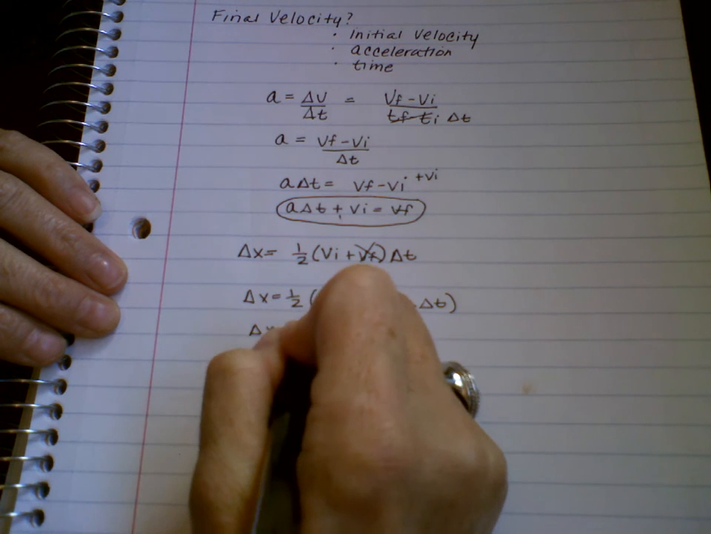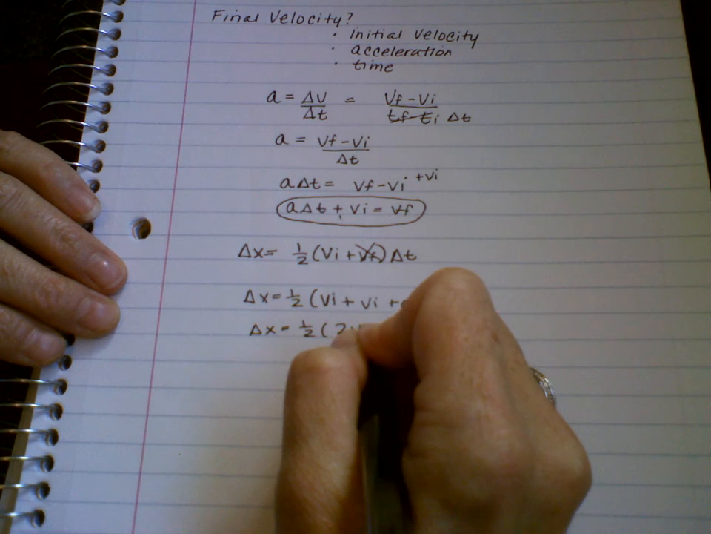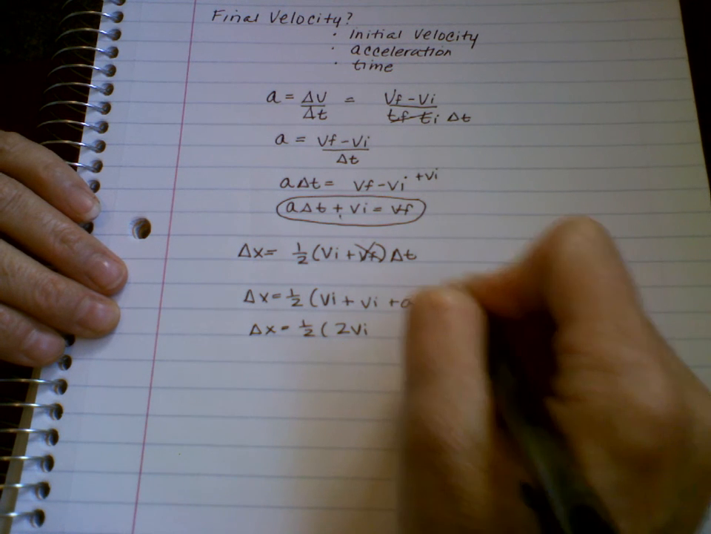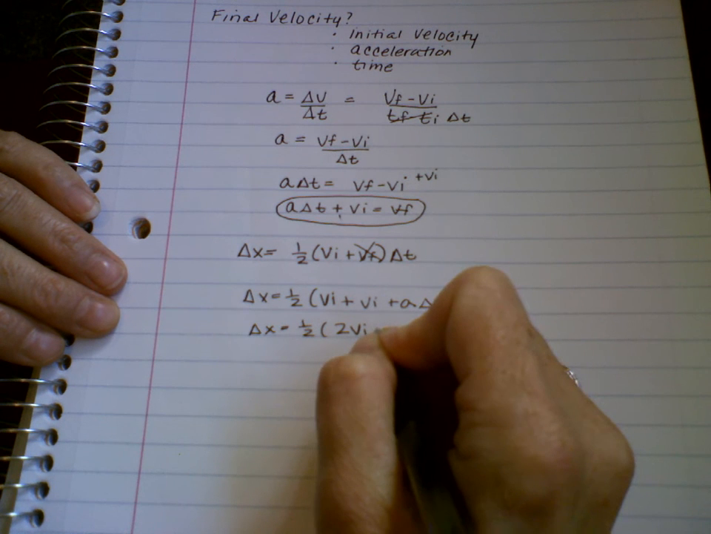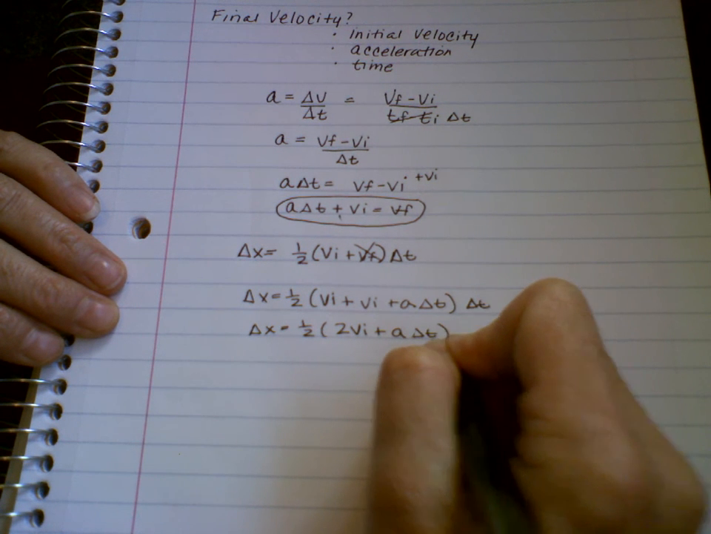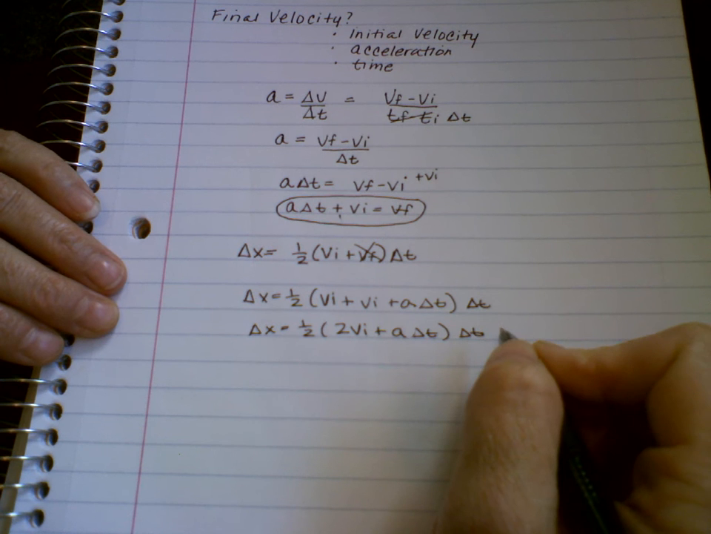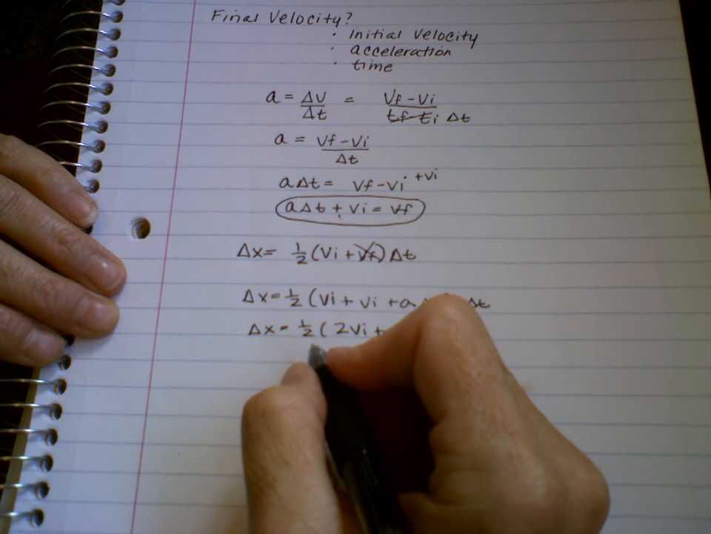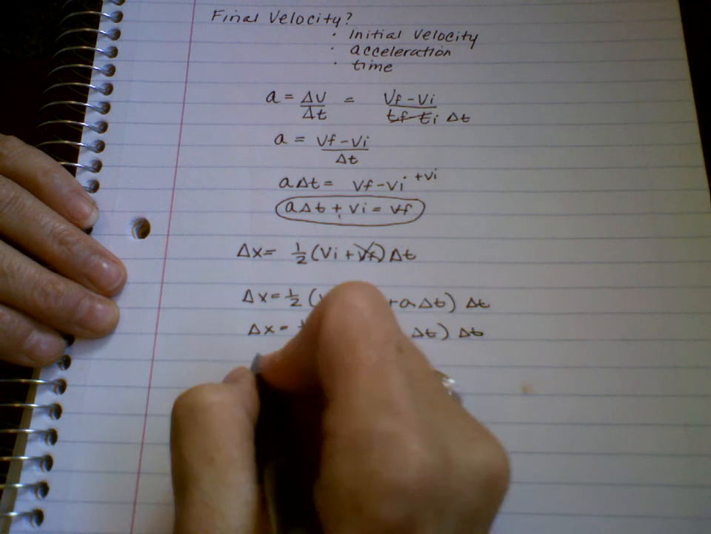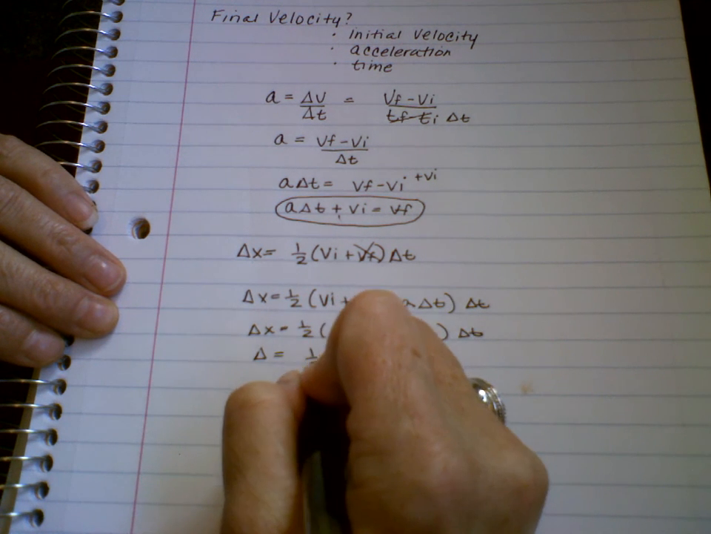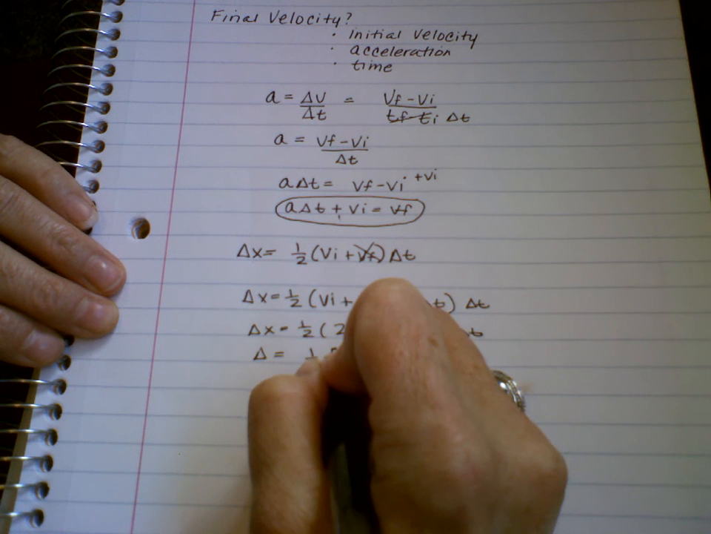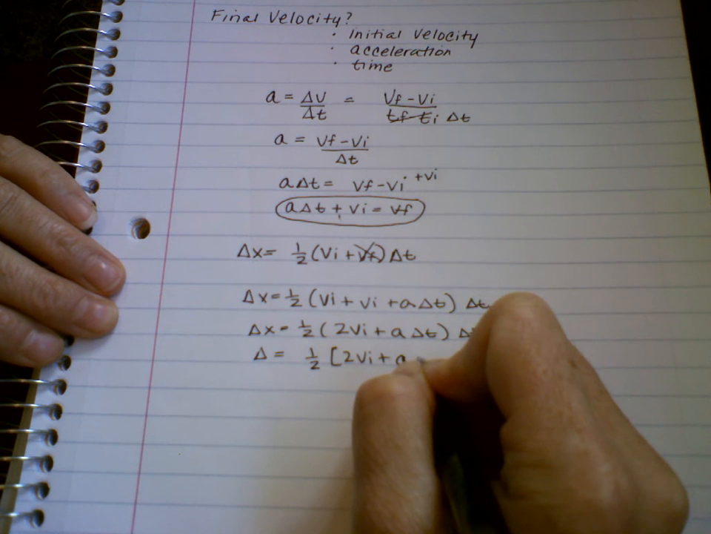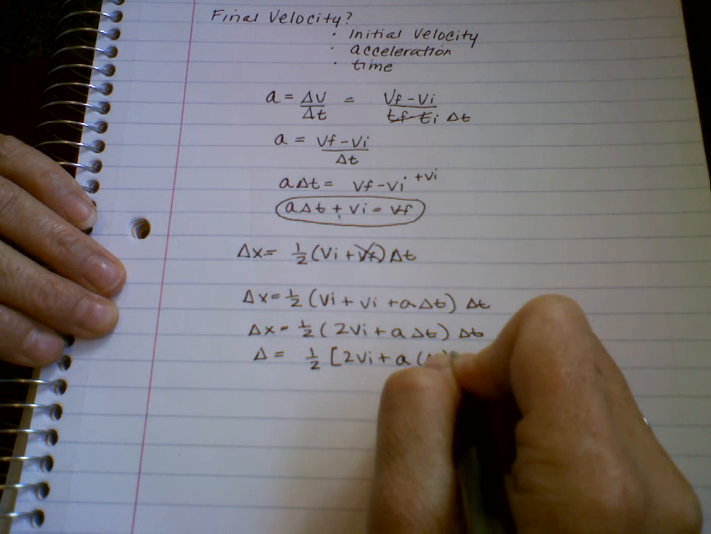Delta x equals 1/2 (2 v sub i, oh, I forgot my delta t on the outside, sorry, plus a delta t). And then I can multiply through by delta t. And so you end up with delta x equals 1/2 (2 v sub i plus a) delta t squared.